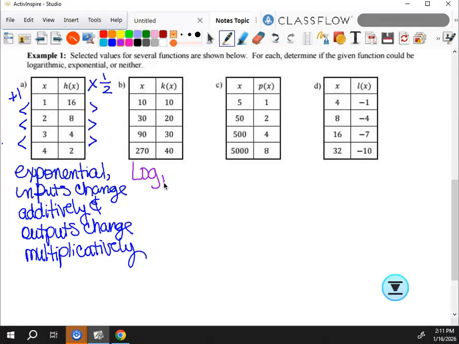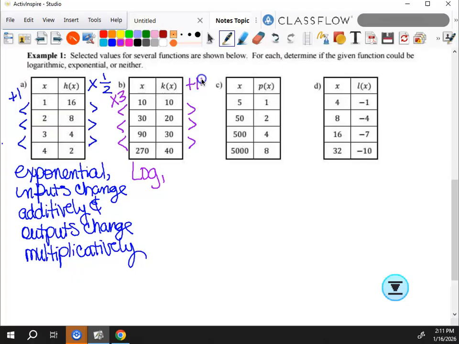Being multiplied by what? 3. Okay, so you can say it's being multiplied by 3, or changing multiplicatively, because it's really the change that is multiplying. The change isn't exponential. Does that make sense to you? Okay, good though. Thank you very much. And then this is changing additively.